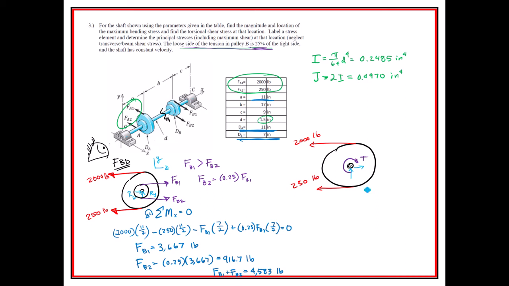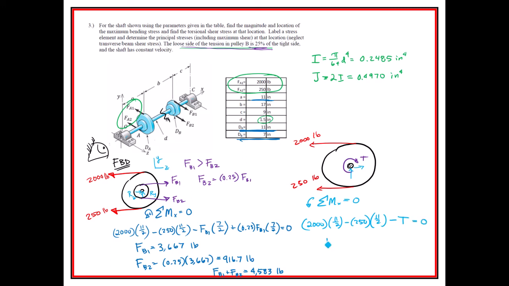But anyway, we take the sum of the moments about the x-axis again, but this time we could do all this same stuff, right? It's going to be 2,000 times 11 over 2 minus 250 times 11 over 2. But now we're going to have minus T equals 0.